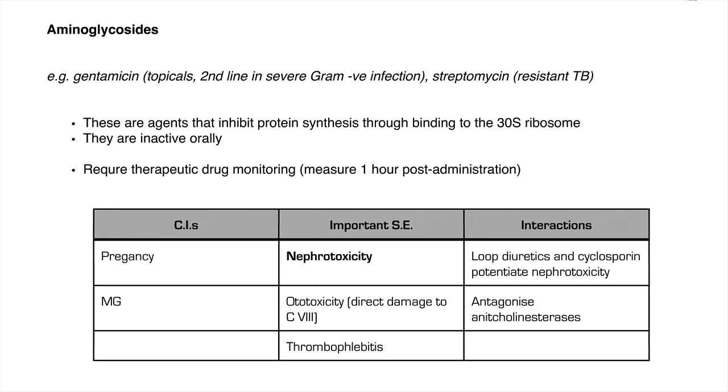In terms of contraindications, these drugs are contraindicated in pregnancy and also in myasthenia gravis. For interactions, we've got loop diuretics and cyclosporins potentially increasing the nephrotoxic effects as well. And also we find that these drugs antagonize any anticholinesterases that the patient is on, and this is the reason we don't really use them in myasthenia gravis.